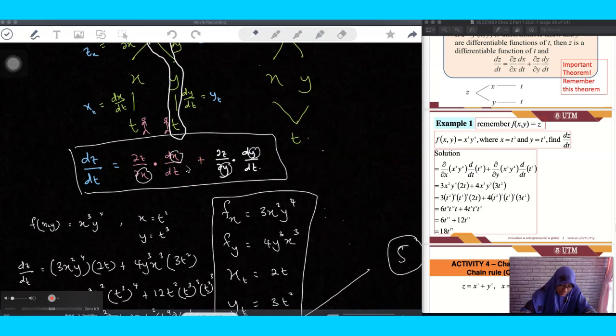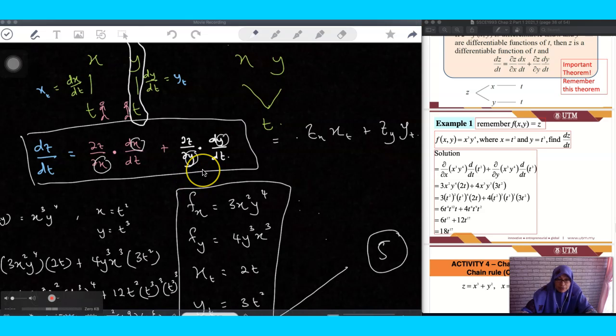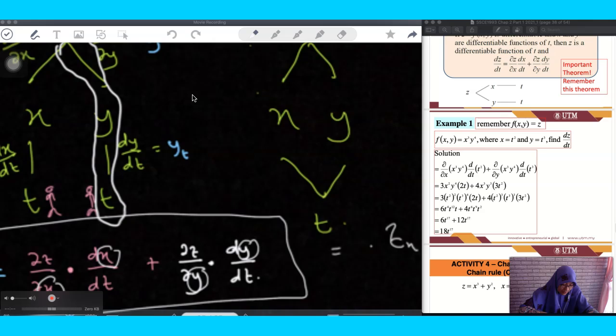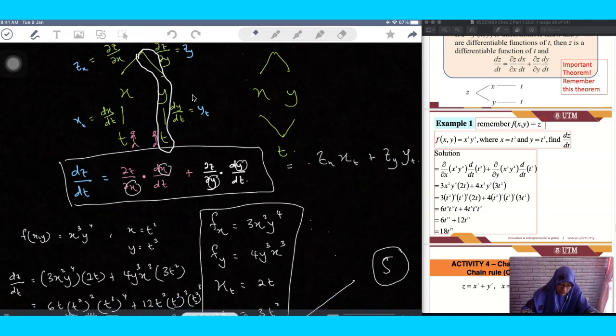Just like if you have a simpler form, you have z_x x_t plus z_y y_t. That is only for two variables, but if you have three variables, how can you obtain that? Of course, because you have an extra variable, now you don't have z anymore, you have w. For three variables we have w, and under the w you have three variables: x, y, z. So you need three paths, meaning that you have three terms. You have to add one more term here.